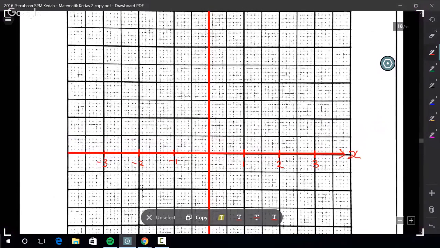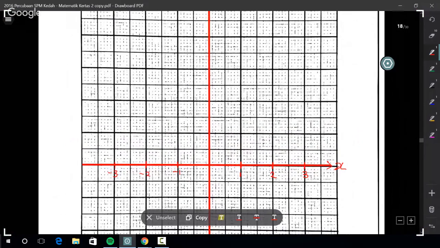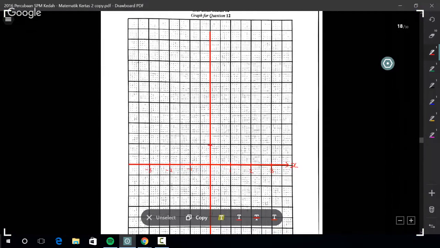All right, then I'll have something like this. And then here I will have 5, 10, 15, 20, 25, 30. Should be correct. Should be enough. This one will be 10. This one will be 15. This one will be 20. This one will be 25. This one will be 30. This one will be y-axis.